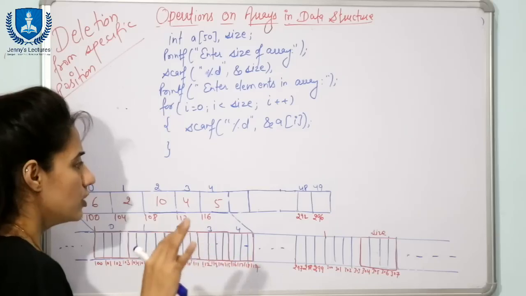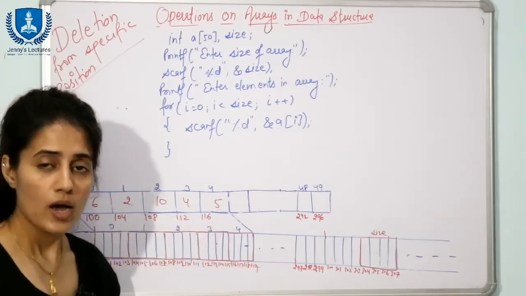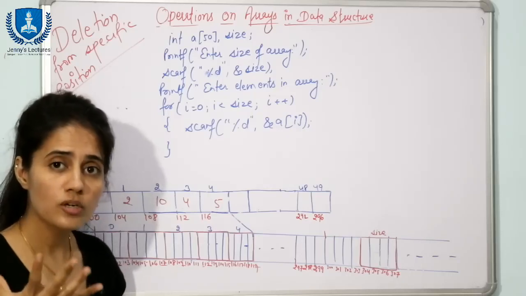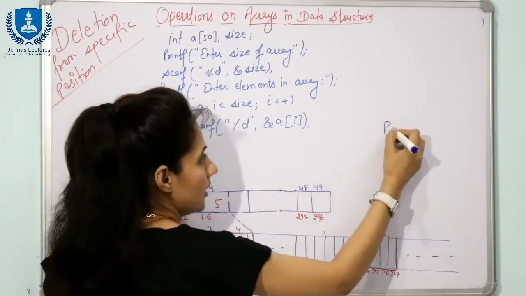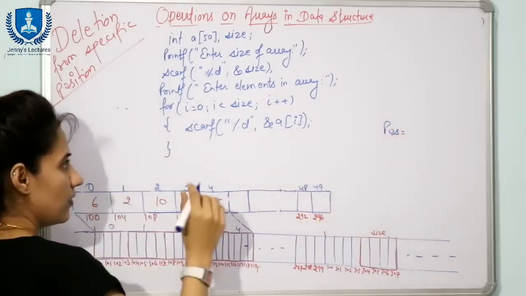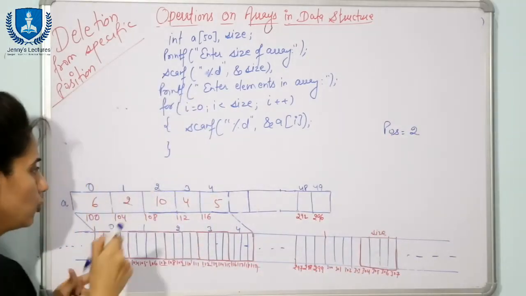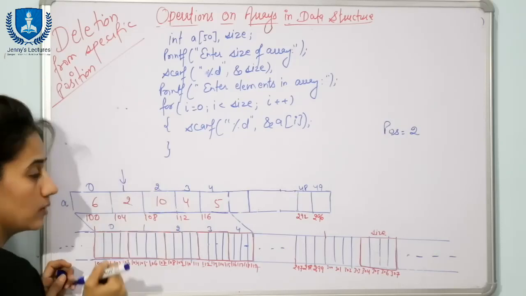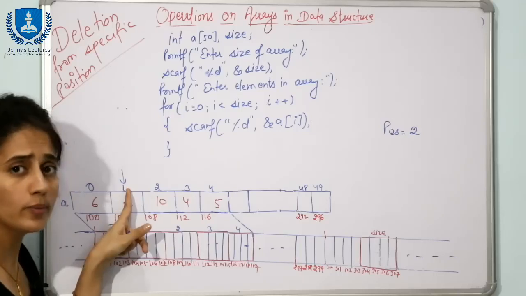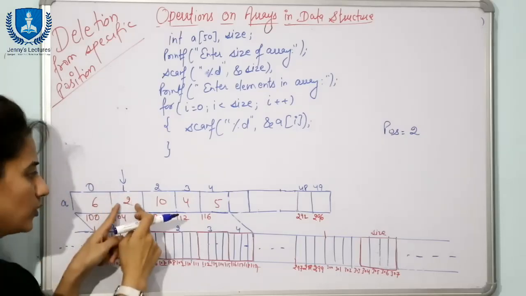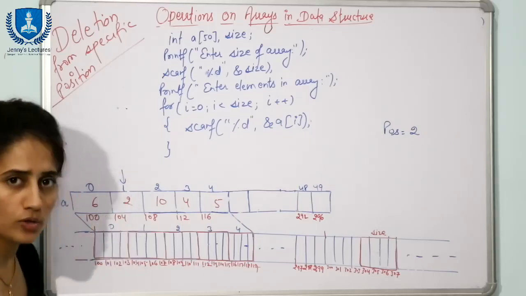See, now suppose user has entered this data in the array. Now you will ask the user from which position he wants to delete the data. And now see, suppose he said I want to delete the data from position 2, right? So position 2 means from this position. Index is 1. I am taking index and position, different thing. Index is 1, but position is what? 1, 2, second position. So from this position I want to delete the data. This 2 I want to delete.